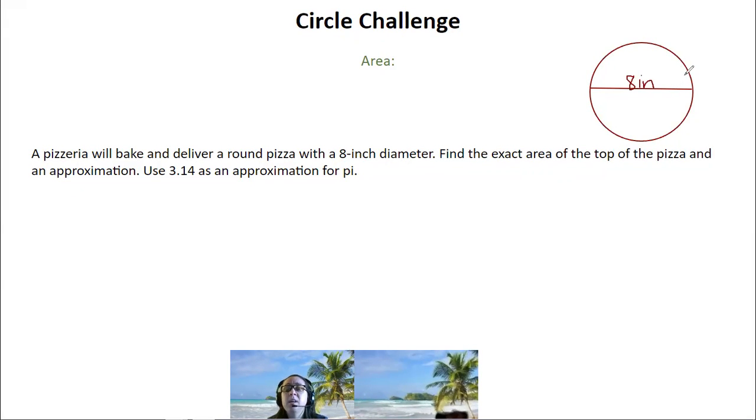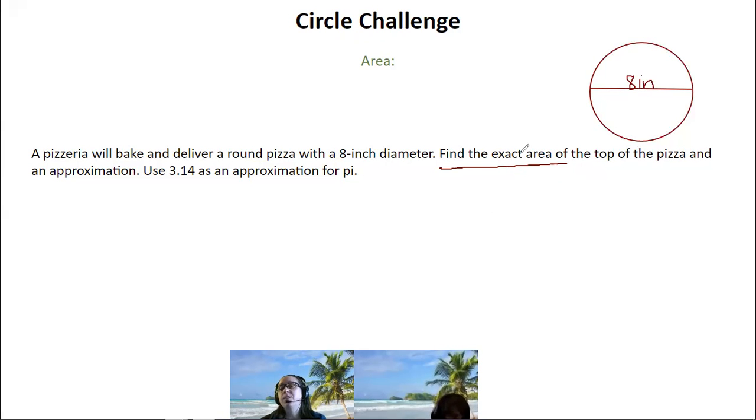Doesn't seem very big. So we want to find the exact area. So no terms of pi, so they want us to round. Nope, see, I always confuse that. Exact area and an approximation. So they want both. I always confuse that. I always think decimals.